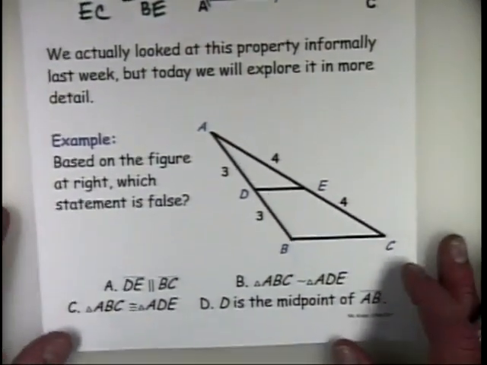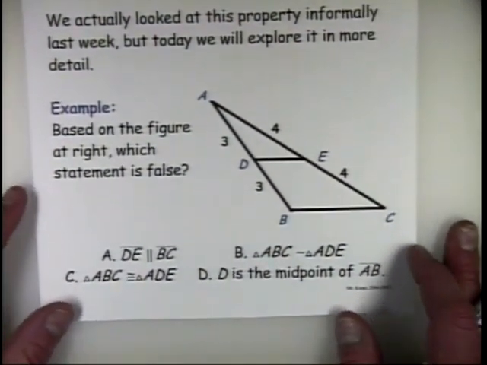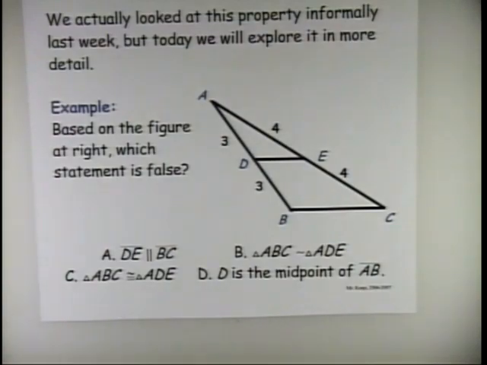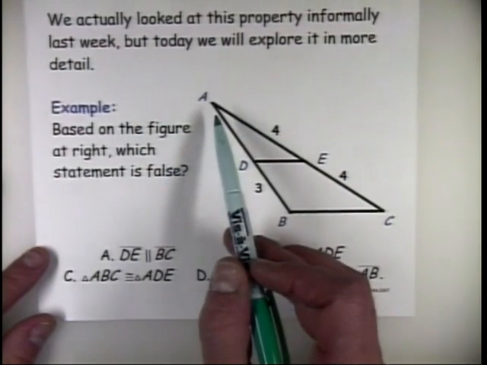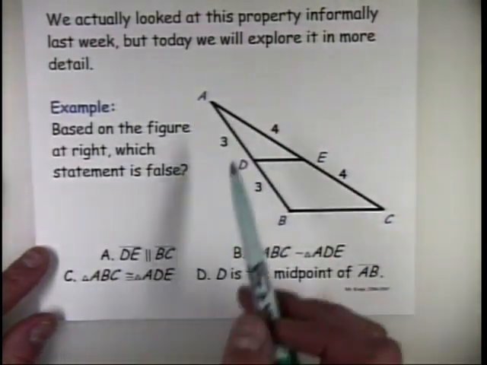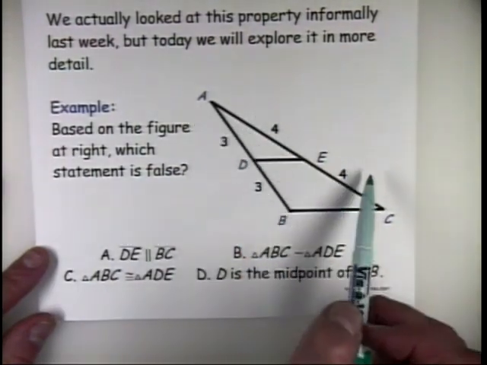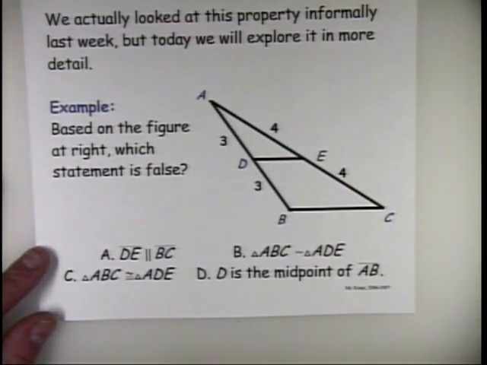But today we're going to look at it a little more in depth, a little more in detail, and to do that we have an example here. Based on this figure, it's triangle ABC, and we have this other triangle ADE that's embedded inside of it. Notice these two triangles, the large one and the small one, share a common angle A. We want to know which of these statements here is false.